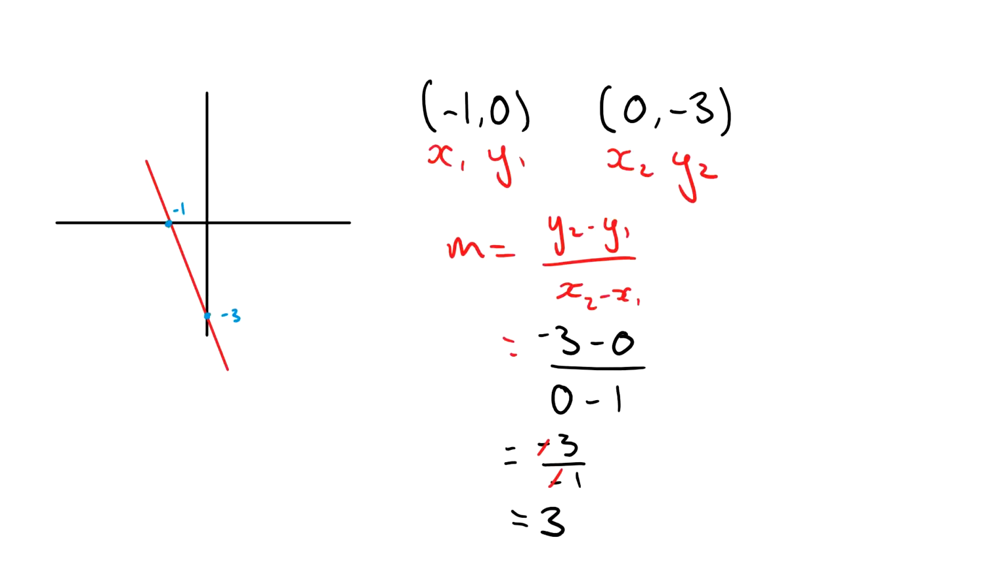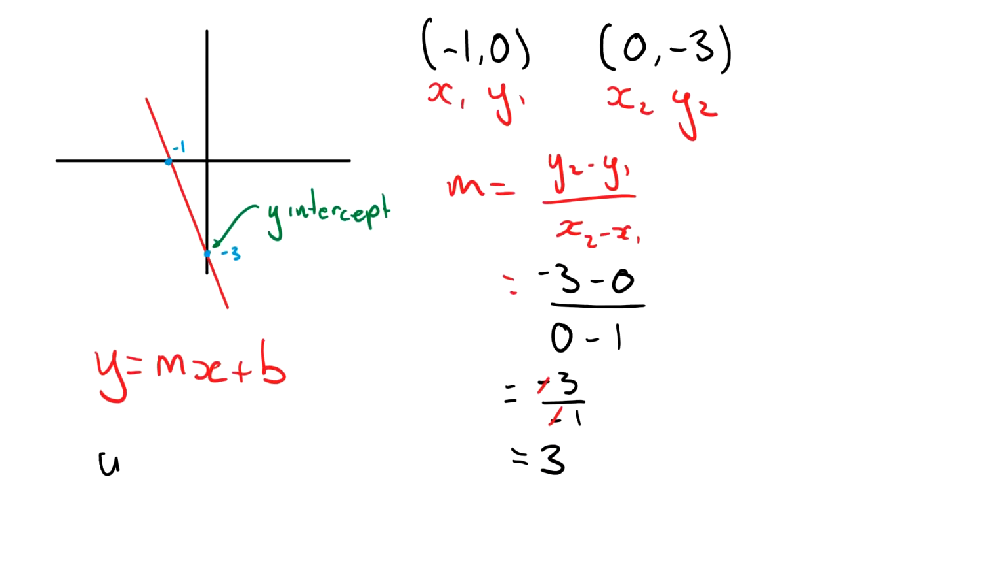So again, we're going to use our gradient intercept formula. Remember, b is my y-intercept. So we know y equals 3x take away 3, because remember the sign matters.